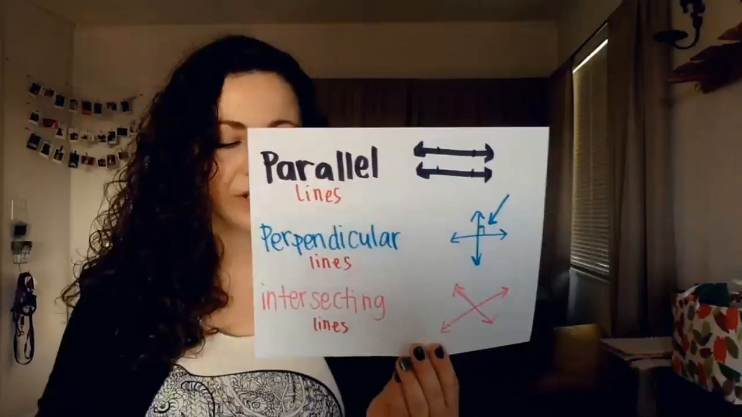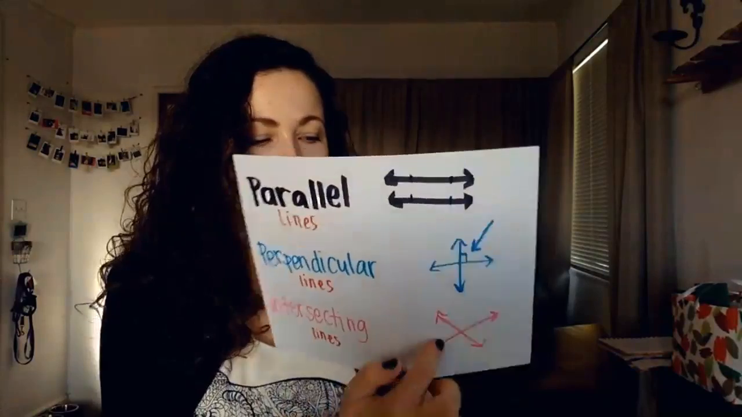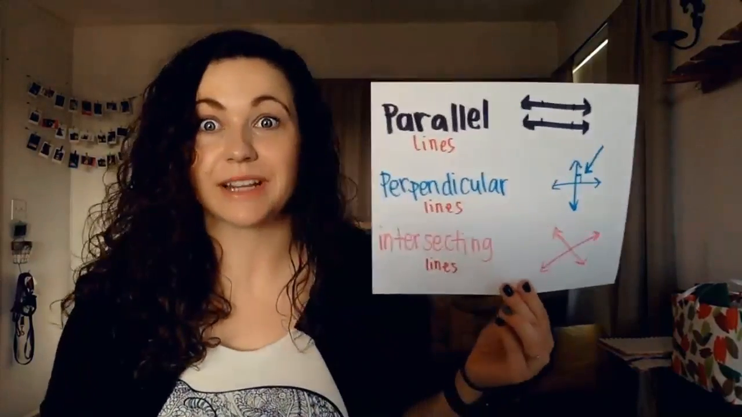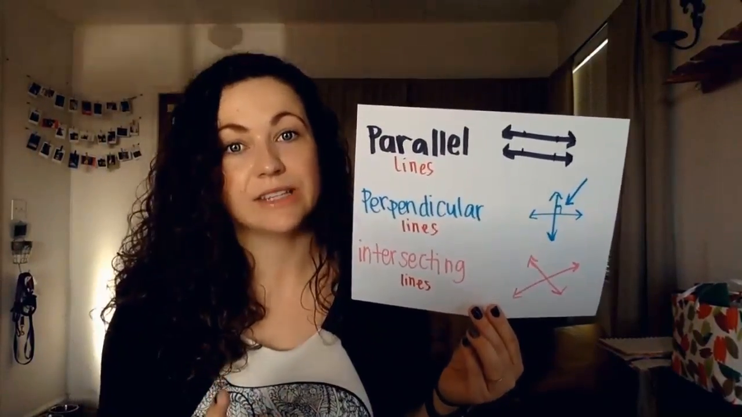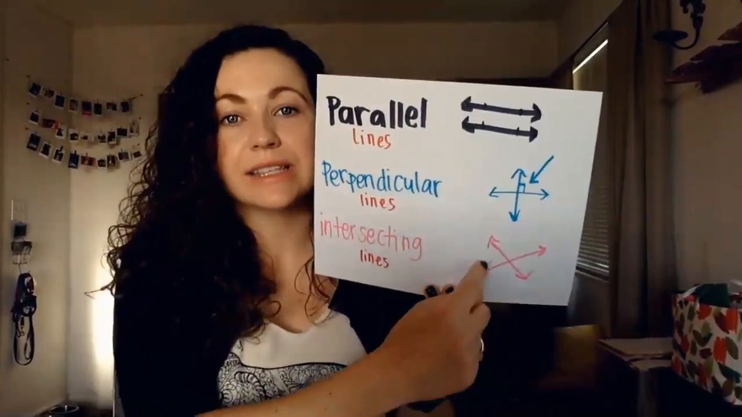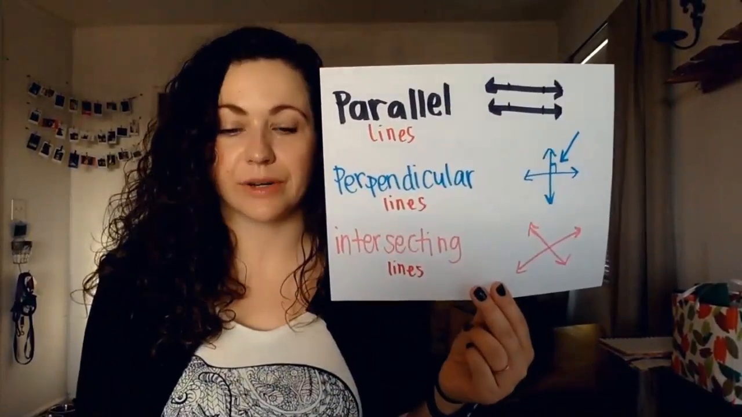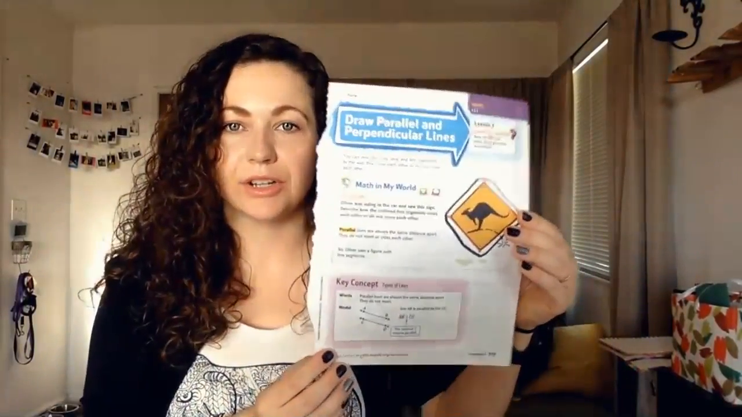And there are also intersecting lines, and they just intersect each other. They don't have to have a 90-degree angle. These are lines that intersect or cross over. All right, good. So we're working with parallel and perpendicular lines today.